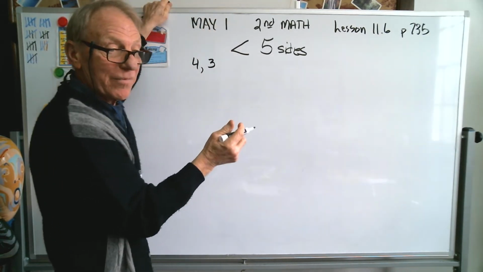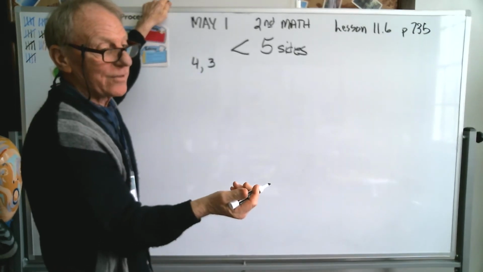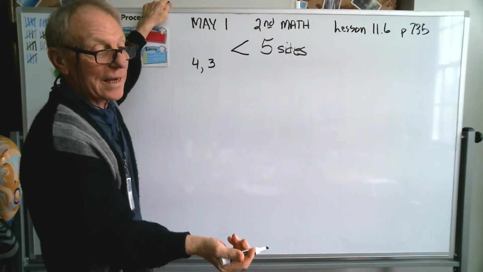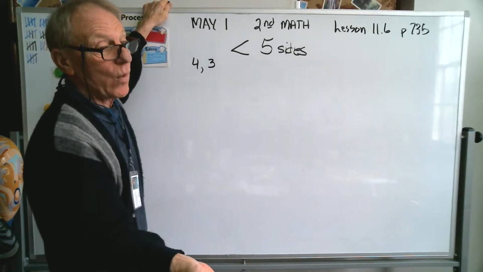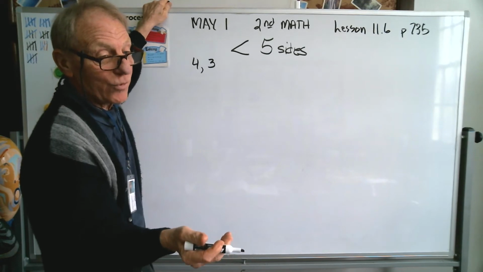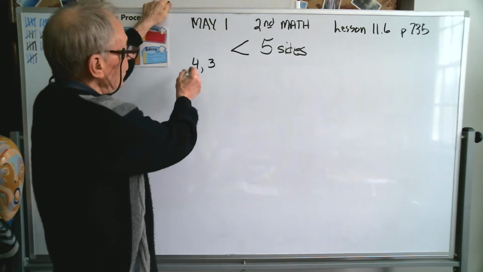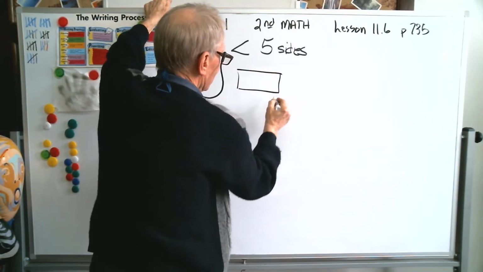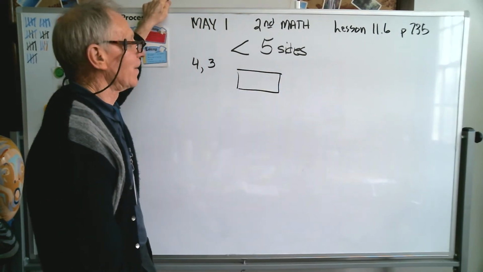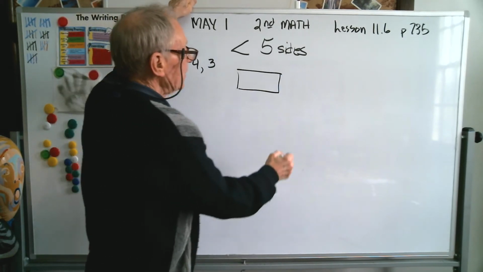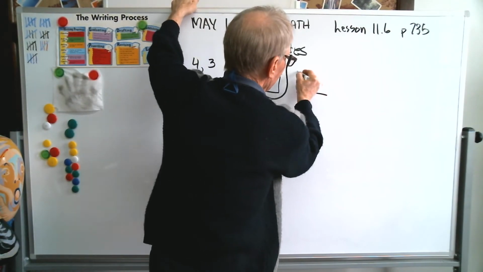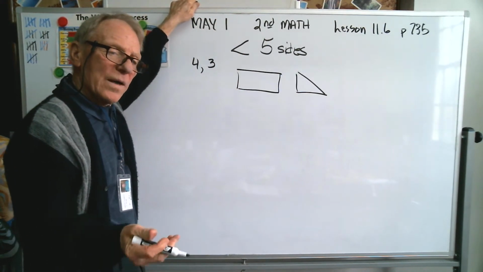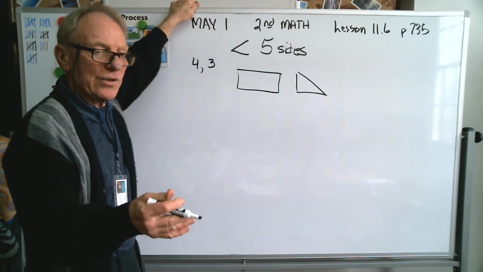It can't be a shape if it has less than 3 sides, because 2 sides would just be 2 lines. 1 side would just be 1 line, and neither of those 2 make a shape. So that's what we're working with. 4 sides. First thing that I think of is a rectangle. 3 sides, the first thing I think of is a triangle. So now, what other shape would have 3 or 4 sides?